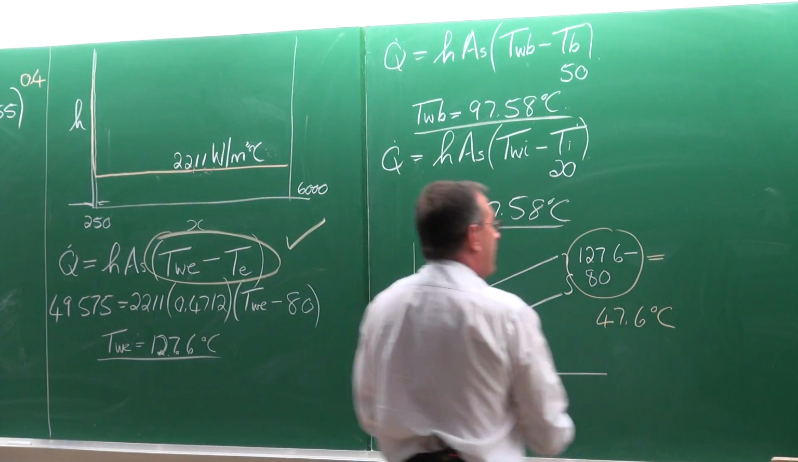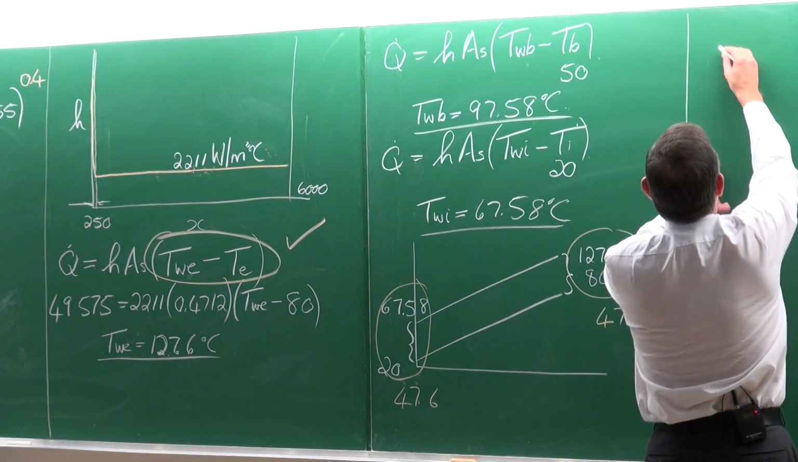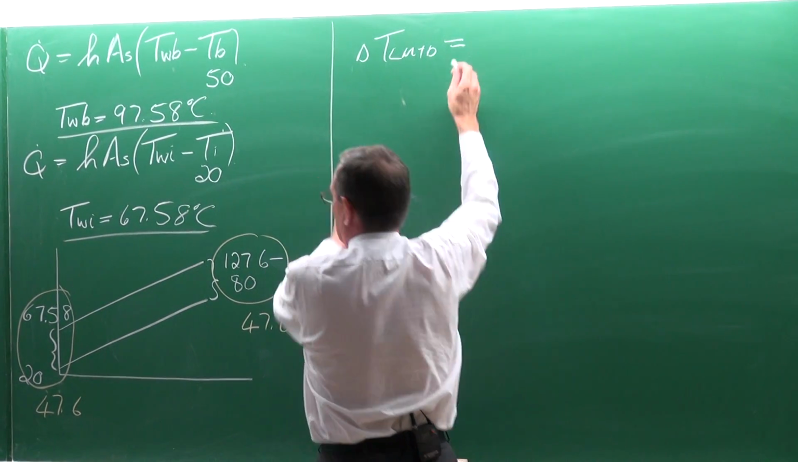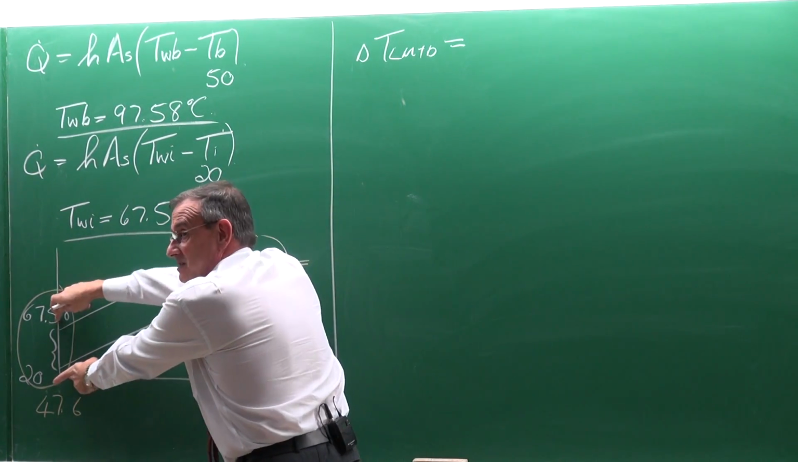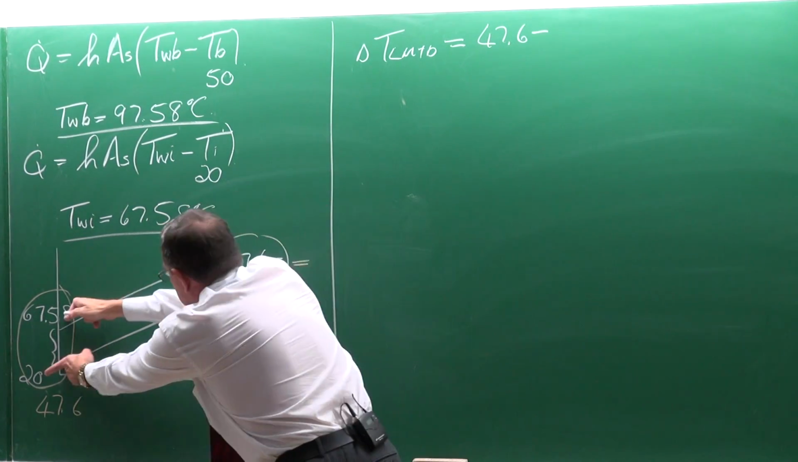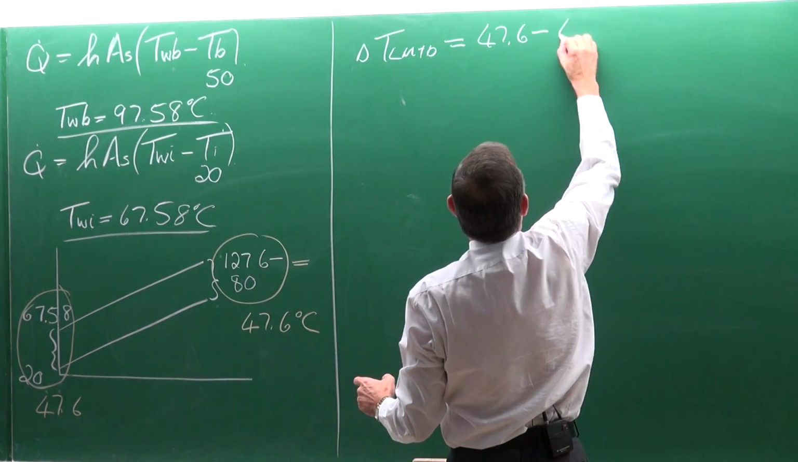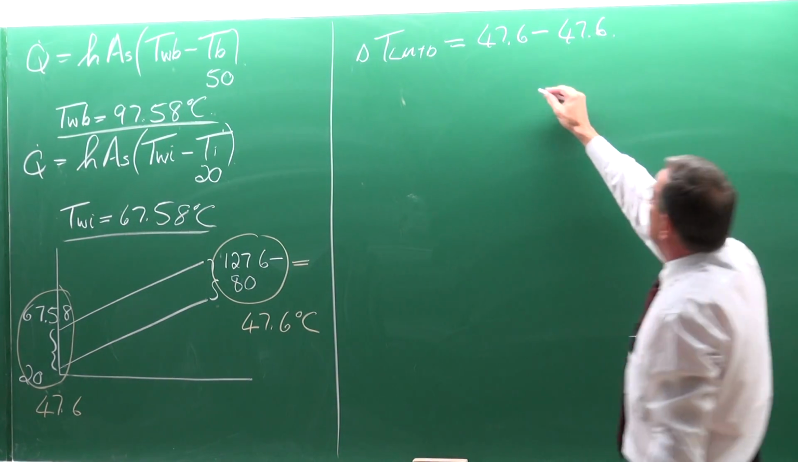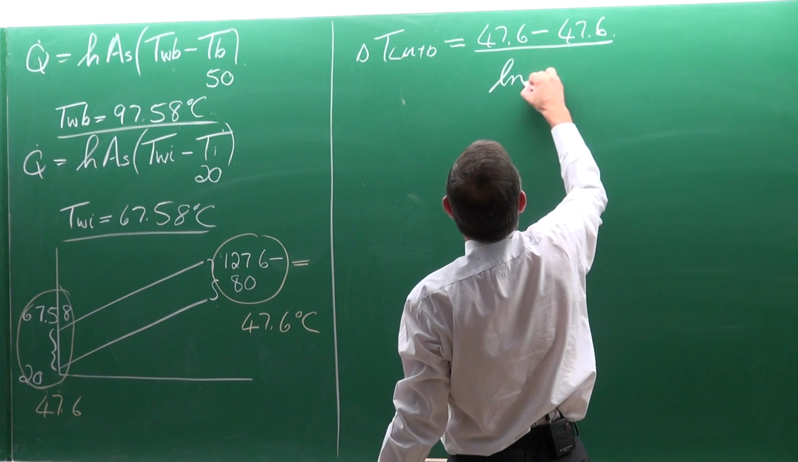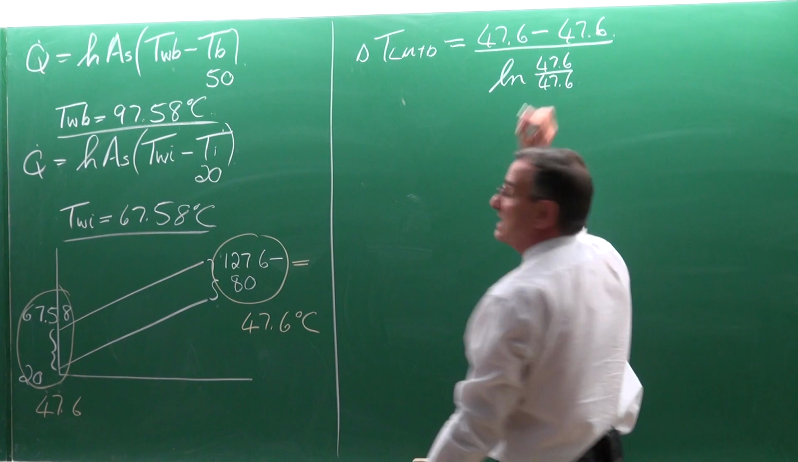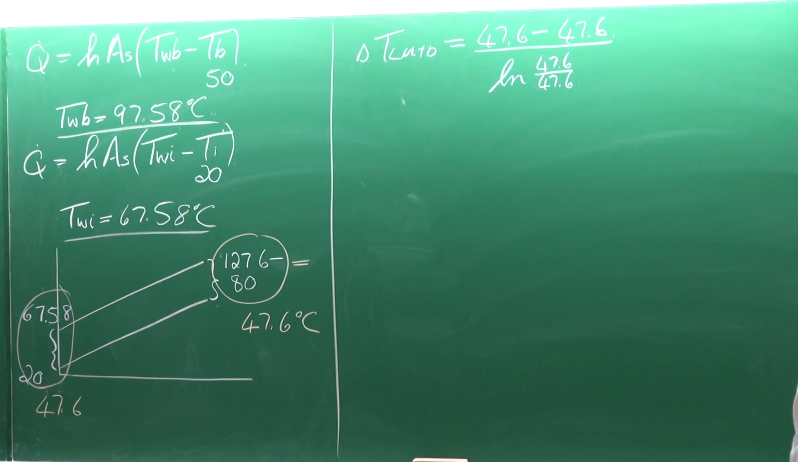So if you would now go and calculate the LMTD, this temperature difference, 47.6, minus this temperature difference, 47.6. Do you see the problem? Divided by the ln of 47.6 divided by 47.6. What is the ln of 1?